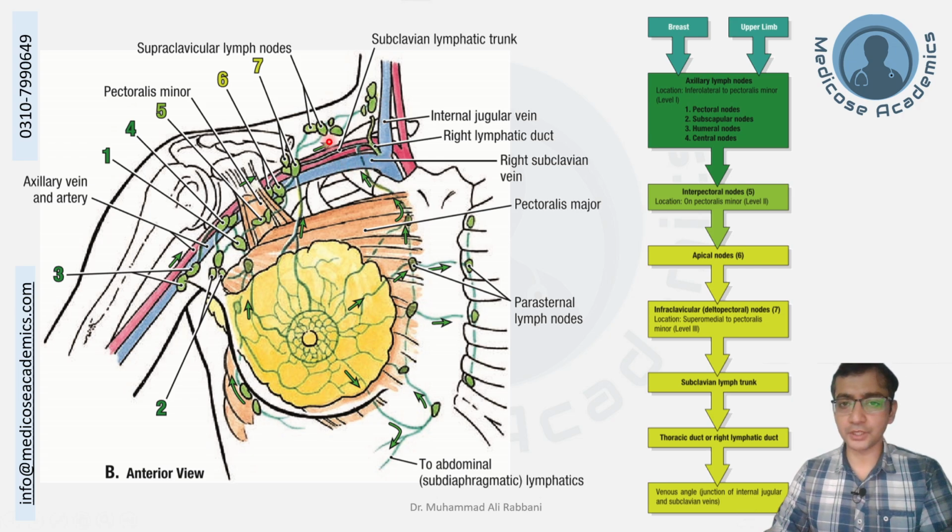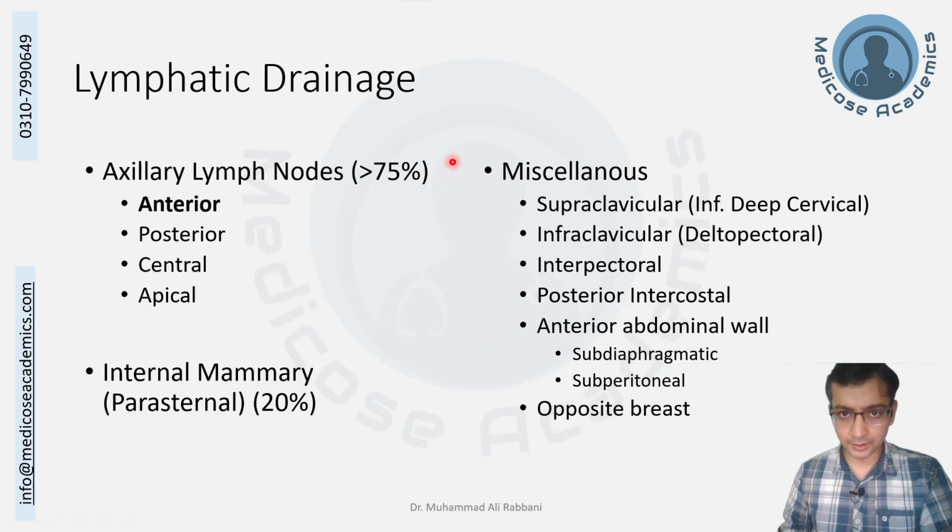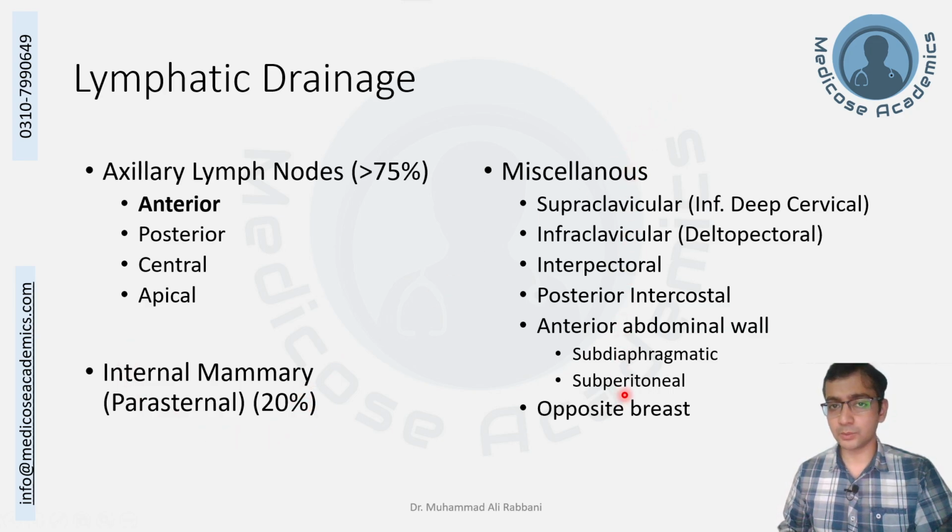And then there are again variations, not going into those details. So here is a summary. Major drainage, 75%, is to the axillary nodes, chiefly the anterior or pectoral nodes. Then on the medial aspect there is internal mammary or parasternal drainage. Then there come the other ones: the supraclavicular direct drainage, the infraclavicular direct drainage, the interpectoral, the posterior intercostal, the anterior abdominal wall, and the opposite breast.